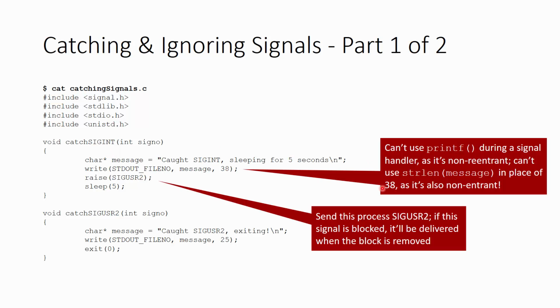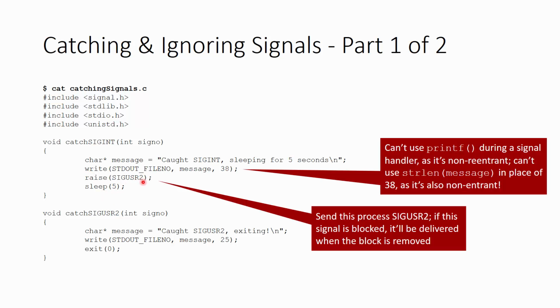We also can't use string length. We'd love to say strlen of message and put that in here, but that's also non-reentrant, so you have to manually count it out. Then I'm going to send myself SIGUser2 and then go to sleep. One thing you might notice is that this seems like we're creating a race condition. We're raising a signal, and then we're calling sleep. If we'd wanted to wait 5 seconds and then call SIGUser2, then maybe we should have reversed the order here, right? We're going to leave that mystery hanging for a moment.